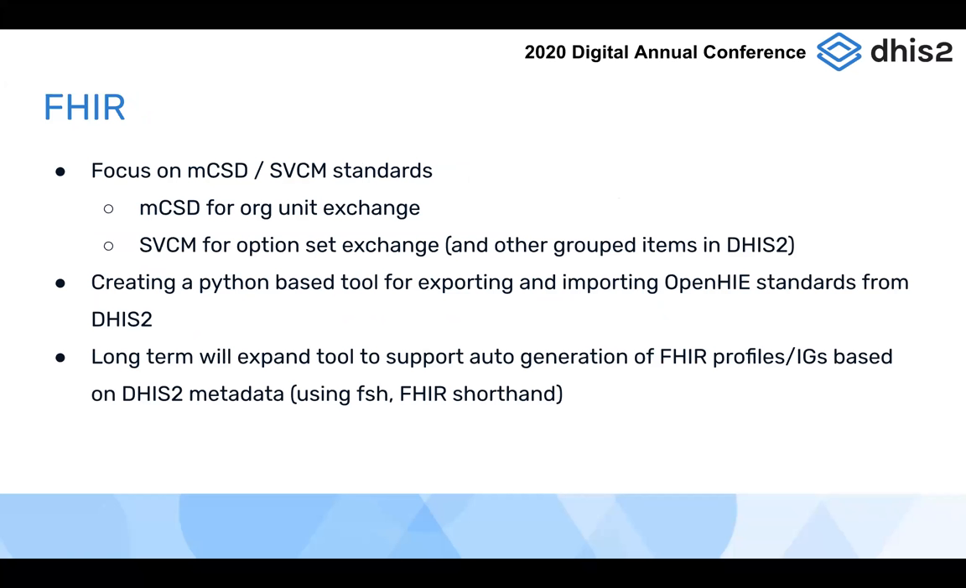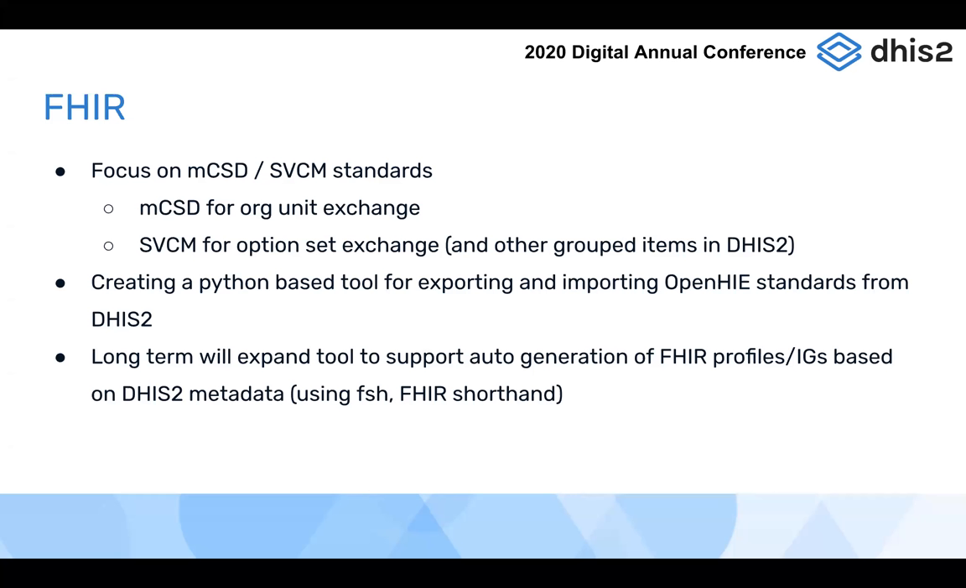It has been kind of hard for us to know, seeing that we are a very, very small team, exactly where our focus should be. So for now, within OpenHIE, we have narrowed it down to using what we call mCSD and SVCM. So mCSD is basically taking a couple of resources from FHIR. FHIR is a standard for doing health interoperability, right? But it's a very, very big standard, and it's not something you can just take out of the box. You need to profile it or take the bits and pieces that you want from it.